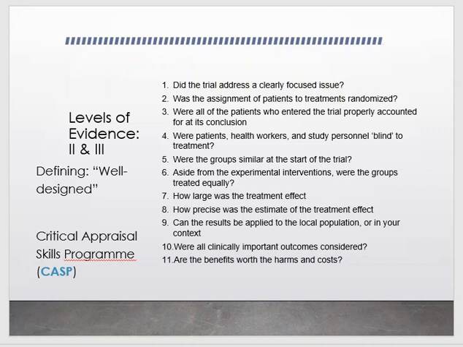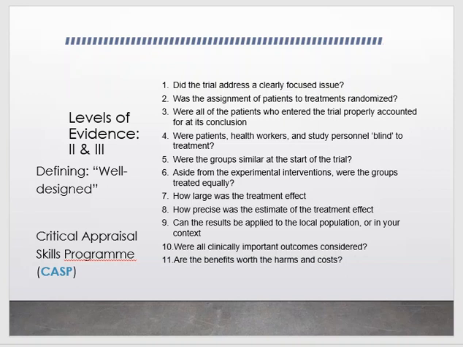Were patients, health workers, and study personnel blind to the treatment? And were the groups similar at the start of the trial? If there was an experimental intervention, were the groups treated equally other than that? And how large was the treatment effect? How precise was the estimate of the treatment effect? Can the results be applied to the local population or in your context or in your policy? Were all clinically important outcomes considered, and are the benefits worth the harms and costs?